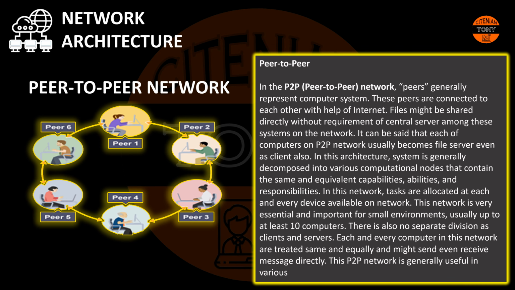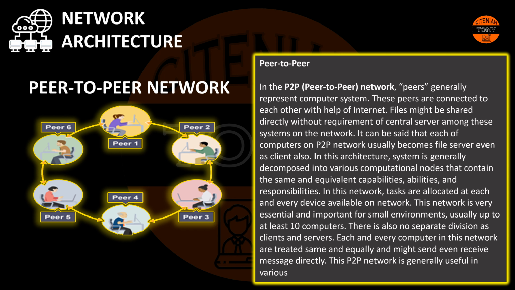Peer-to-peer network. In the P2P, peer-to-peer network, peers generally represent computer systems. These peers are connected to each other with the help of the Internet. Files might be shared directly without the requirement of a central server among these systems on the network. It can be said that each of the computers on a P2P network usually becomes a file server as well as a client.